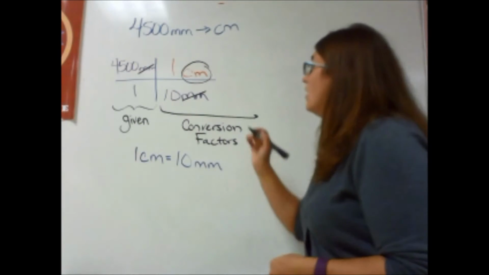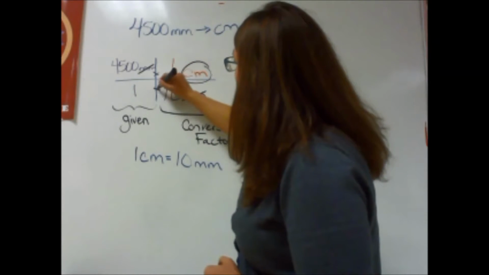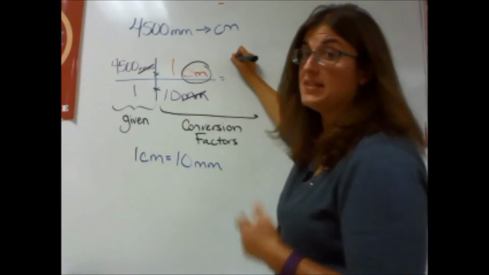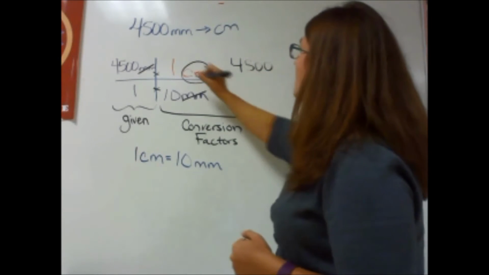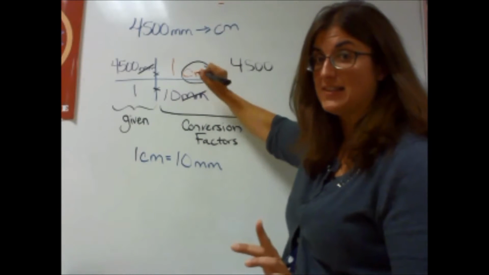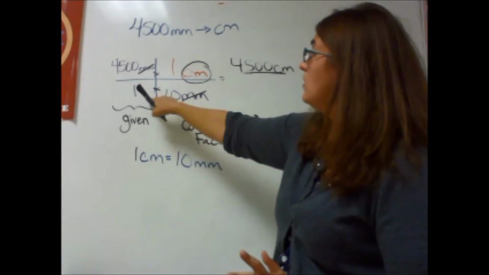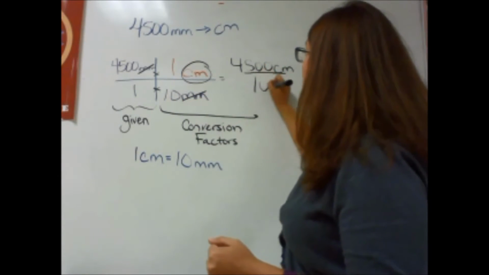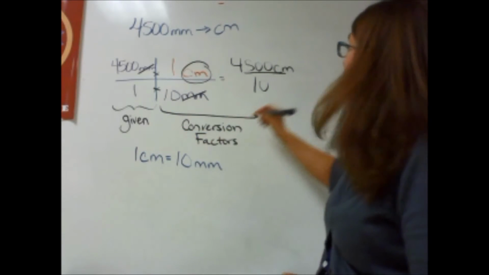Now, it's time for the next step. Now what we do, we multiply what's on the top, we multiply what's on the bottom. So 4,500 times 1 is still 4,500. So we write that up top. And we keep our unit because it's still there, it still exists. This is still the unit that we have. So we put centimeters up top. Now down below, we have 1 times 10, which is of course 10. So we put 10 down below. But if you'll notice, there's no units left on the bottom, so we don't put any units with that.